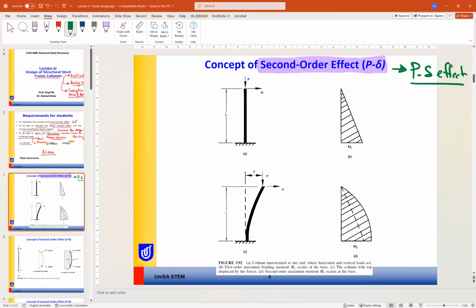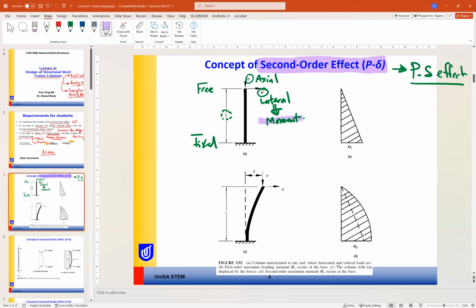So if we have a fixed column, free at the top end and fixed at the bottom, and the column length or height is L. The column is under axial load P, or vertical load P. This force P is in the direction of the member, so it is axial. And we have H as a lateral load. The lateral load will cause moments on the column.